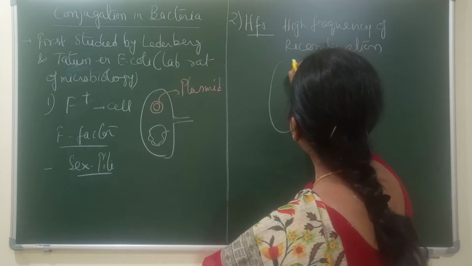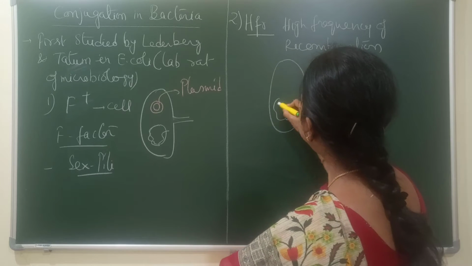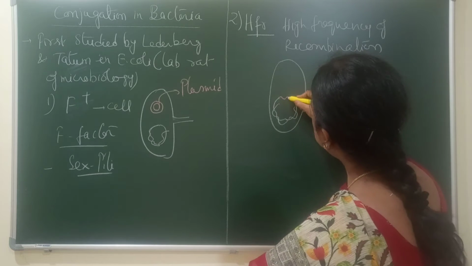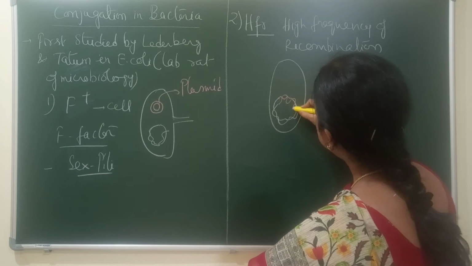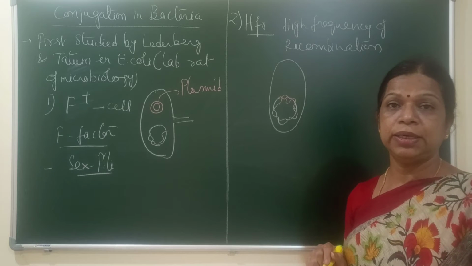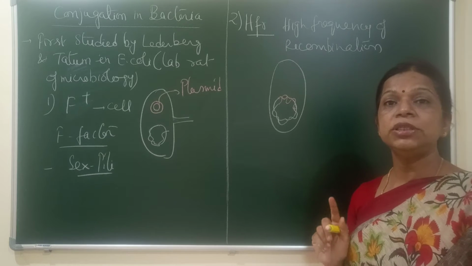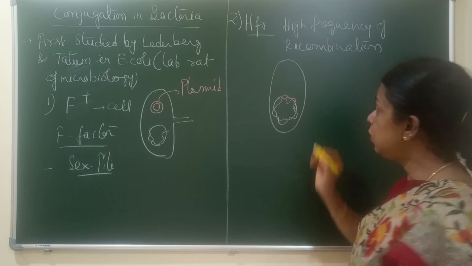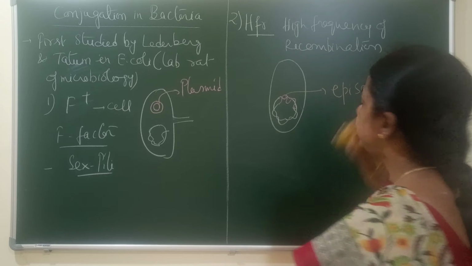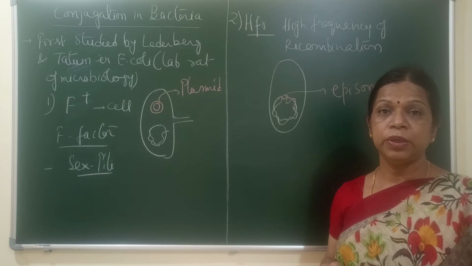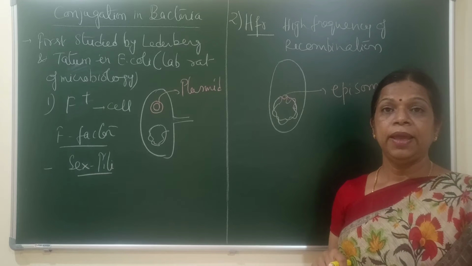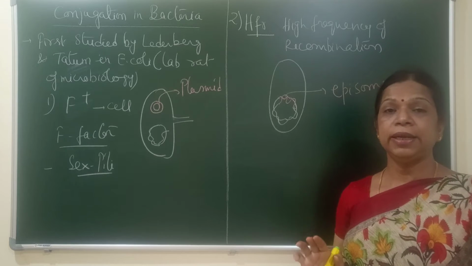Instead, the plasmid which is present is completely integrated with the bacterial DNA. This plasmid DNA is completely integrated with bacterial DNA, and this integrated DNA is now called an episome. So there is a difference between a plasmid and an episome. And the episome will be completely integrated.